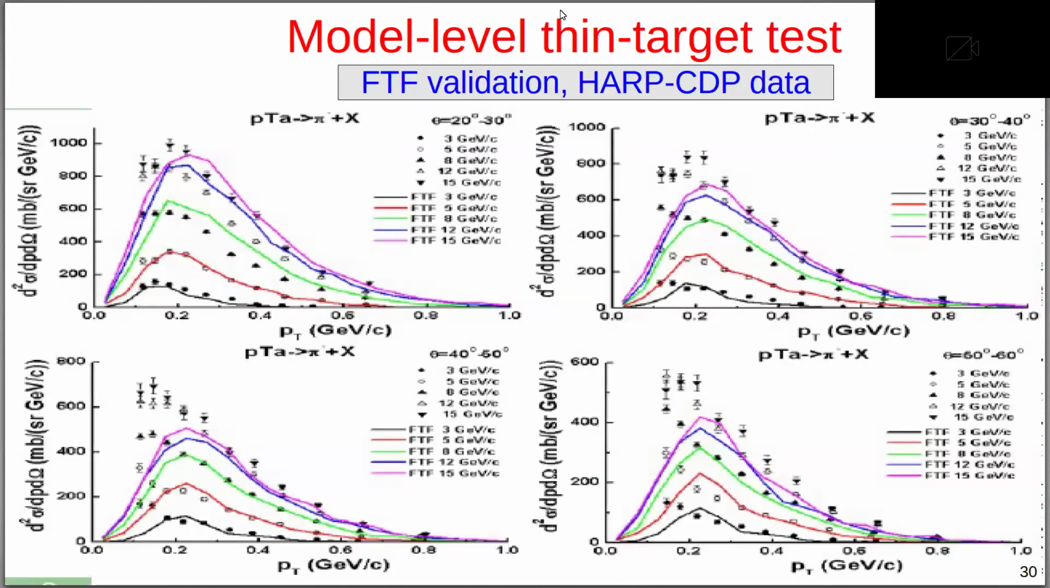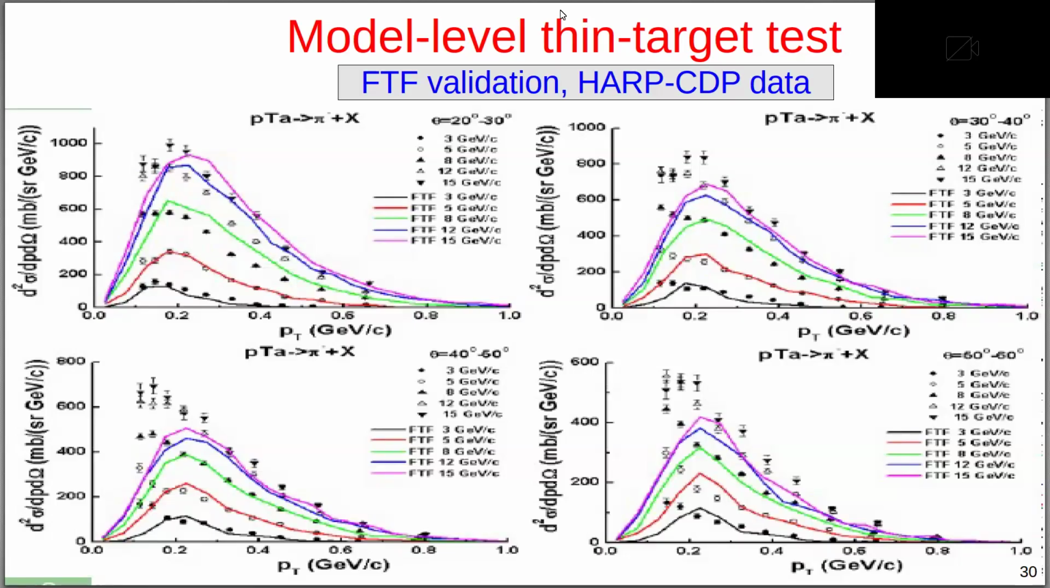So this is the thing I would like to show you and spend some words on, an example of this model-level thin target test. This is one of the string models, FTF, the Fritiof string model. And we are validating with some data. HARP was a fixed target experiment made here at CERN 20 years ago. And you see here an example.